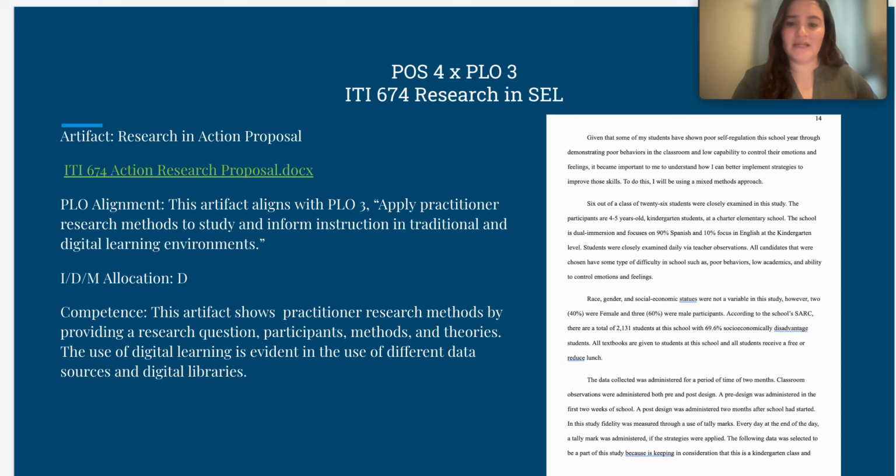For the PLO, I chose PLO 3, which is apply practitioner research methods to study and inform instruction in traditional and digital learning environments. And for the allocation, I chose D. For the competence, this artifact basically shows practitioner research methods by providing a research question, participants' methods and theories. And the use of digital learning is evident in the use of different data sources and digital libraries.